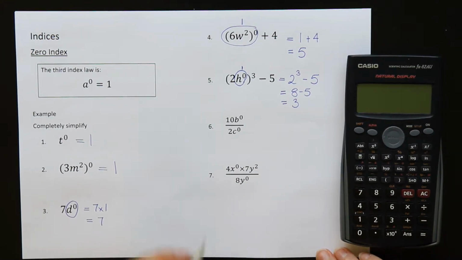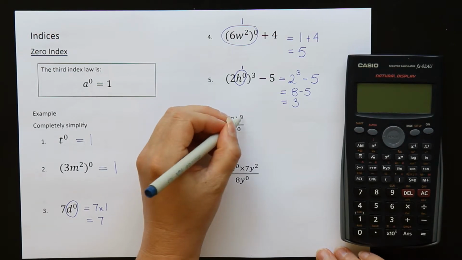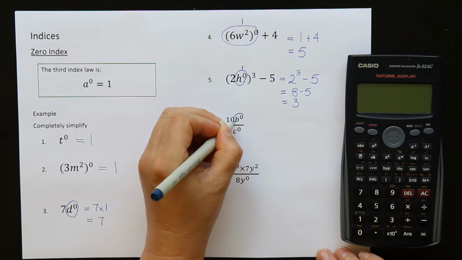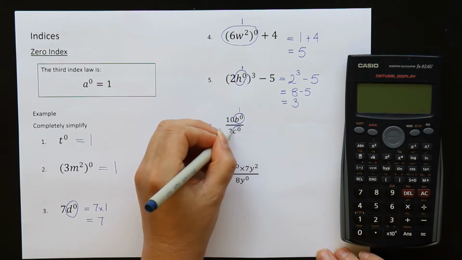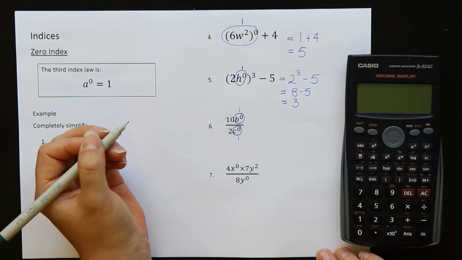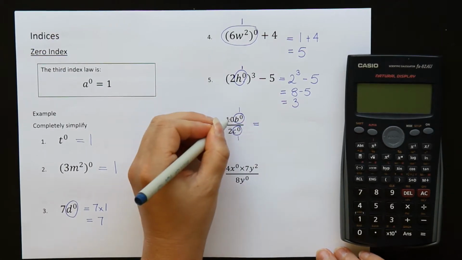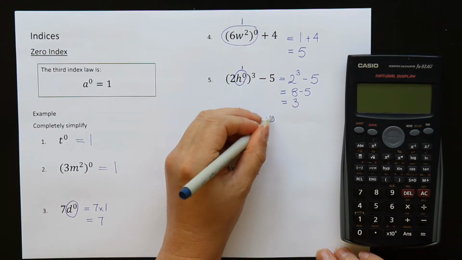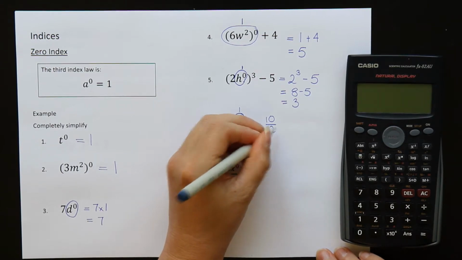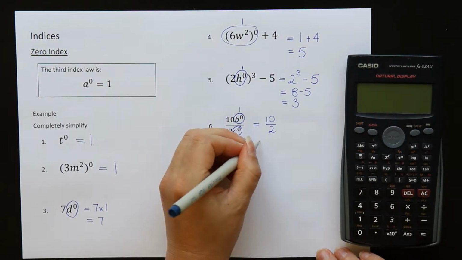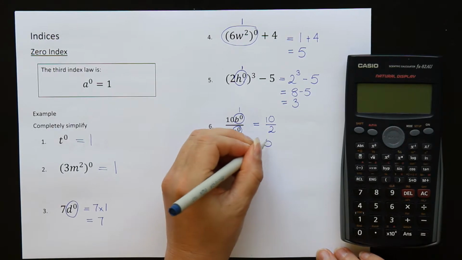Question 6. Here's the power of 0. So b is to the power of 0, so that's equal to 1. And c is to the power of 0, so that is equal to 1. So on the top, I have 10 times 1, which is 10. And on the bottom, I have 2 times 1, which is 2. 10 divided by 2 is 5.